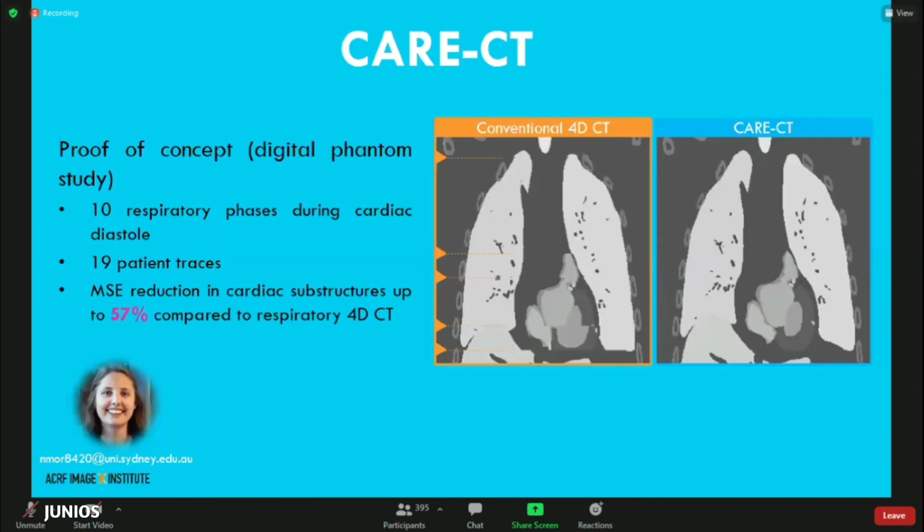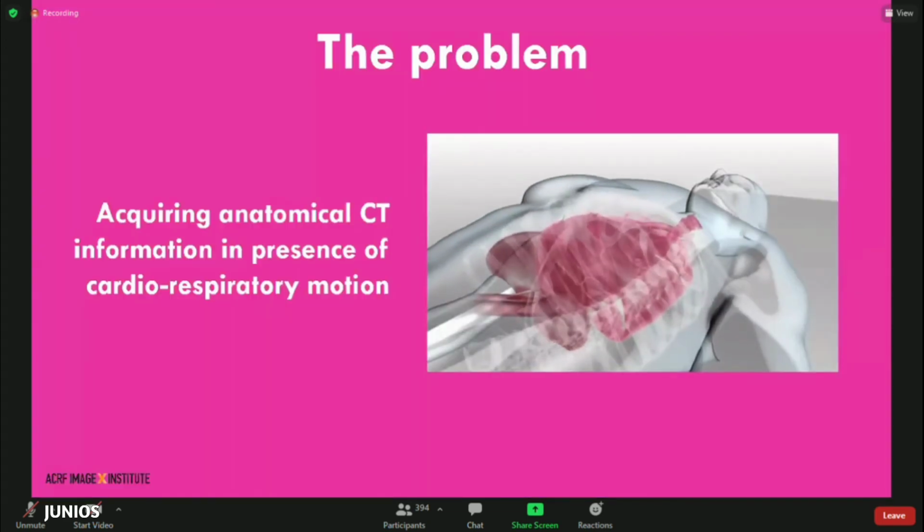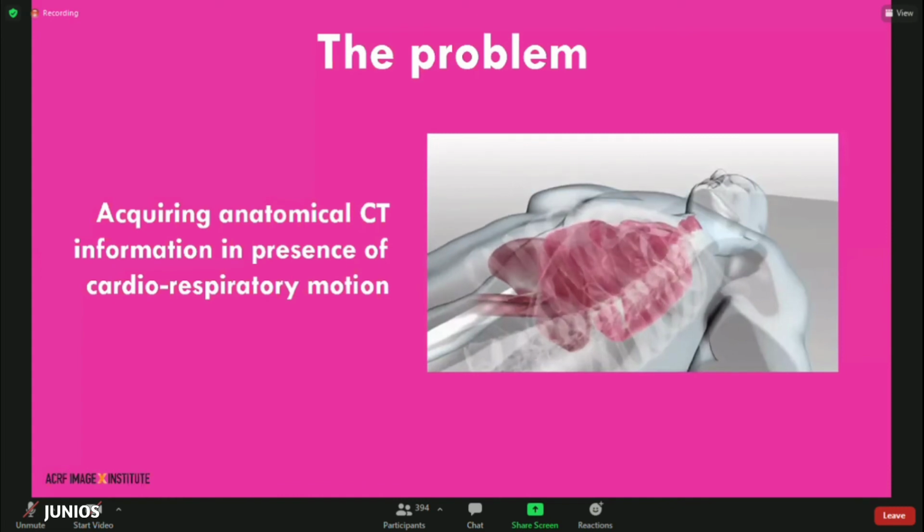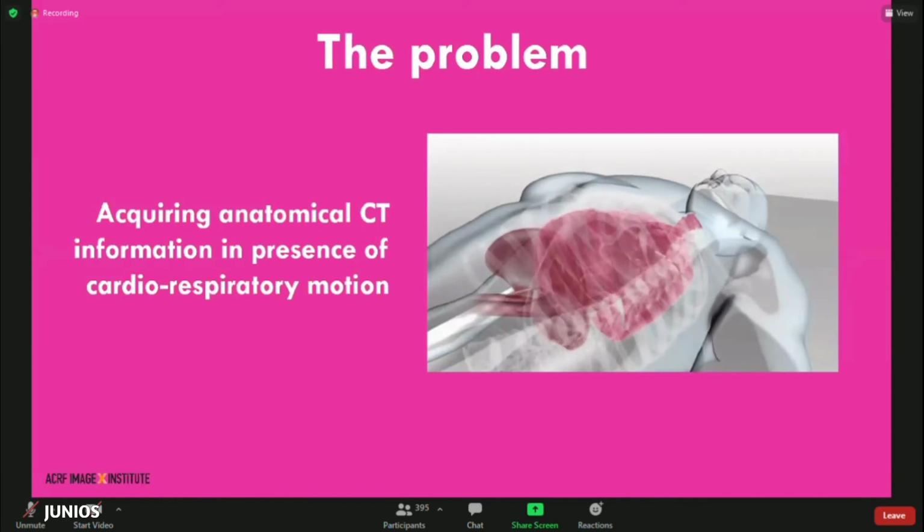So far, a proof of concept XCAT study has been performed, and this found that the mean square error of cardiac substructures was reduced up to 57% compared to respiratory gated 4D CT. Further work includes adapting the software to cope with arrhythmia ECG signals. The same problem also applies to cone beam CT acquisitions.